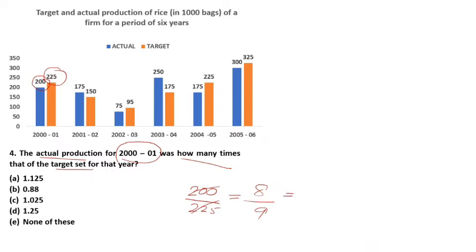So 8 by 9. 8 by 9 is approximately 0.88. So 0.88 is your answer. Accordingly you can mark B as the correct option. What is asked? The actual production in 2000-2001 was how many times of the target? Target is 225 and actual production is 200, so we have to divide: 200 divided by 225. Note it, and then we'll go to the next question.